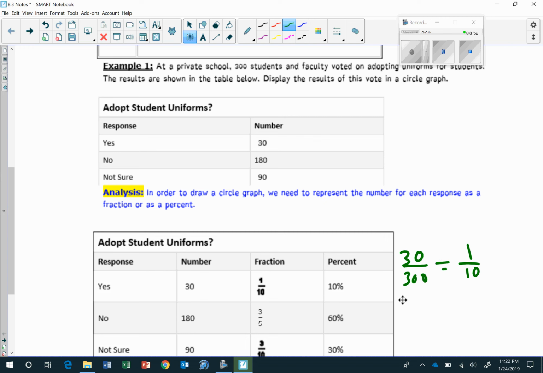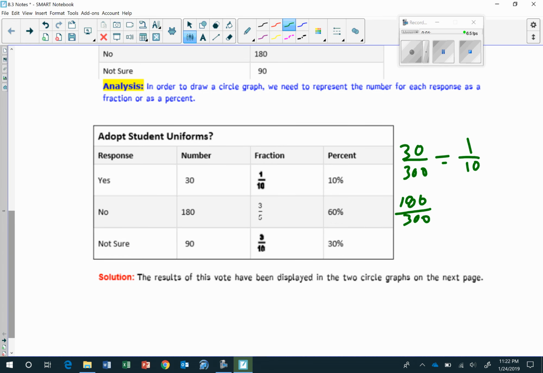180 people said no, so we need to do 180 out of 300. That fraction reduces to 3/5, which is the same thing as 60%. And then 90 people said they're not sure. So 90 out of 300 said they weren't sure. That's the same as 3 out of 10, or the same as 30%.